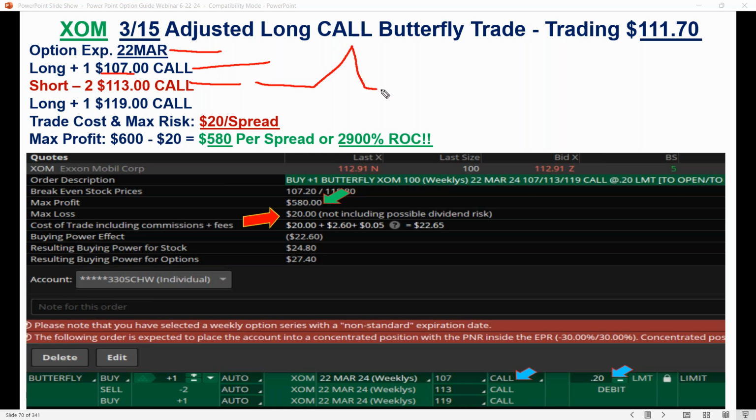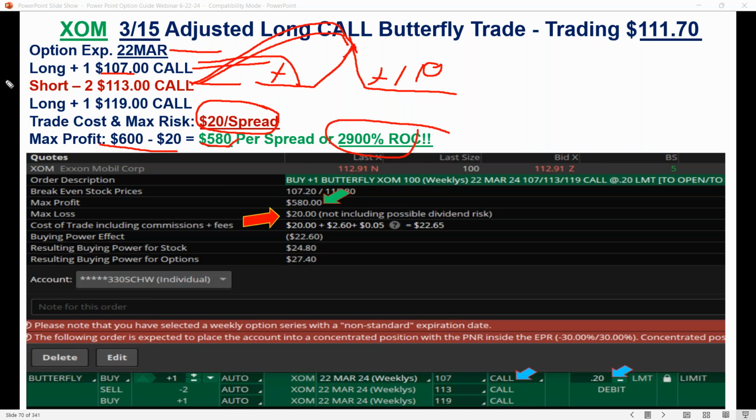So we had this butterfly right there. So we're long the 107, short the 113, short the 113 again on the credit spread, and then long the 119. So we had this butterfly set up, and we did this now where we had the max risk of $20. Reduced the risk down to $20 per spread, $6 wide or $600. So potential return, if it goes out here, 580, that'd be a 2,900% return.